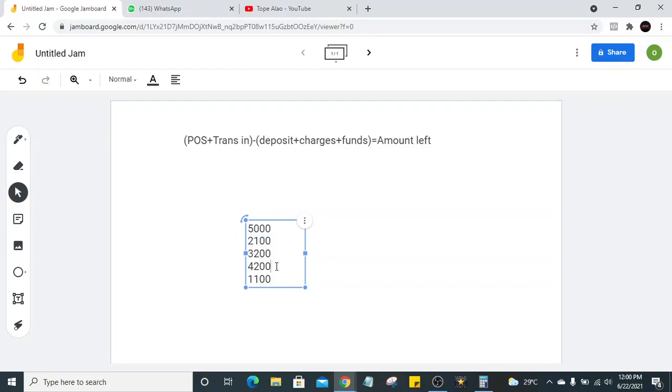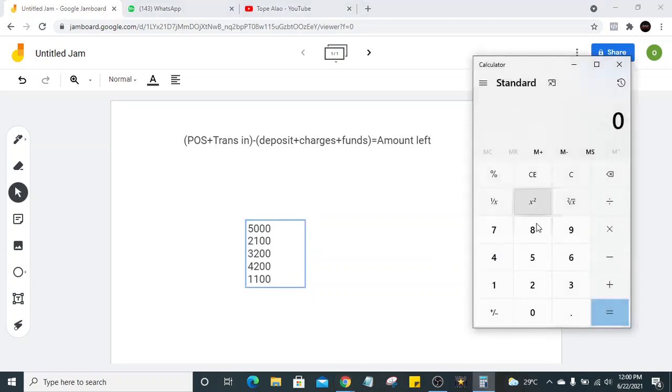So this is POS. You add all these figures together. You add all the exact amounts, all the POS withdrawals you did for that day. You add everything together. So let's do this. Let's say this is 5,000. This video might be long because after explaining, some people still don't get it, but it's very okay.